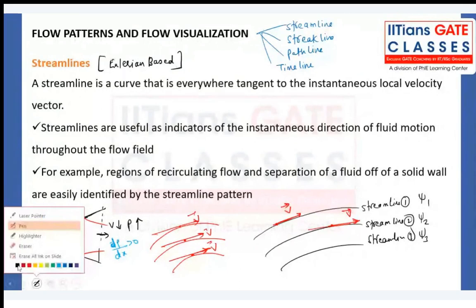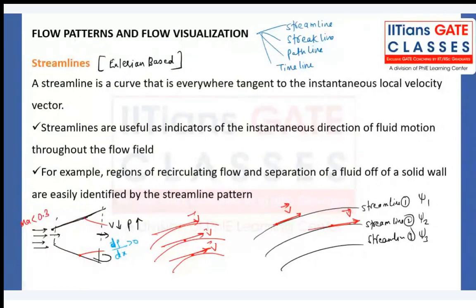There will be some kind of recirculation. After that, the actual flow will be happening, but there will be a further zone, right? This particular zone will be the flow separation line. Inside the flow separation line, there will be some reversal flow. Some kind of reversal flow will be there.